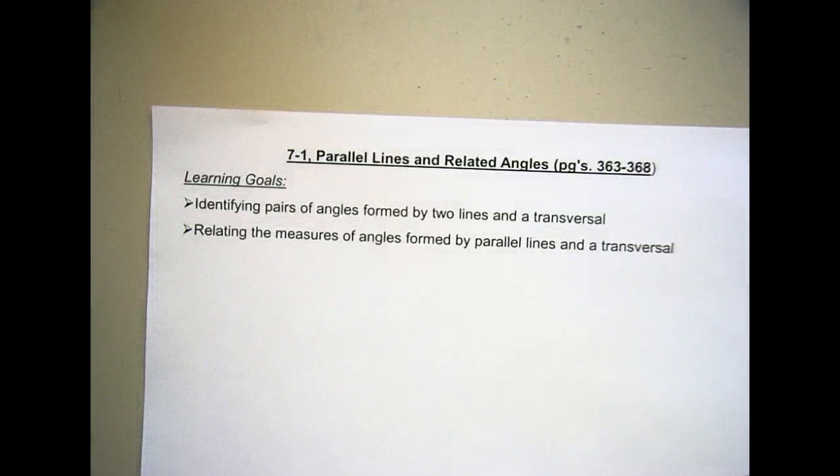All right. Moving on. So we're on 7-1, parallel lines and related angles. This is pages 363 to 368 of our textbook. Our goal is to identify the pairs of angles formed by two lines and a transversal, and relate the measures of those angles with parallel lines and a transversal. Okay, so that's our goal. I'll give you a second there to copy that down.